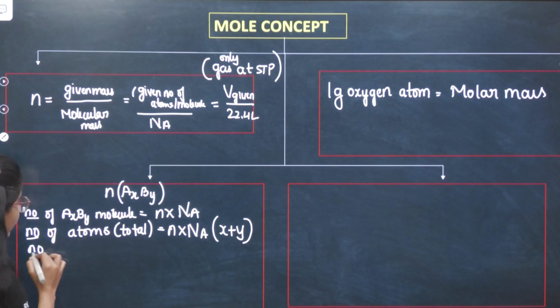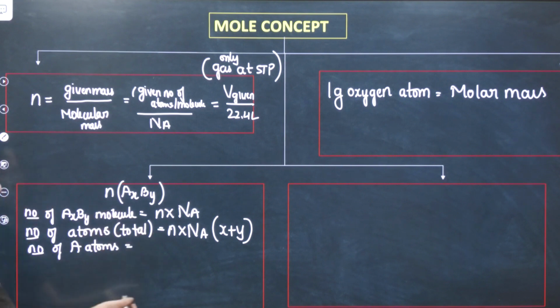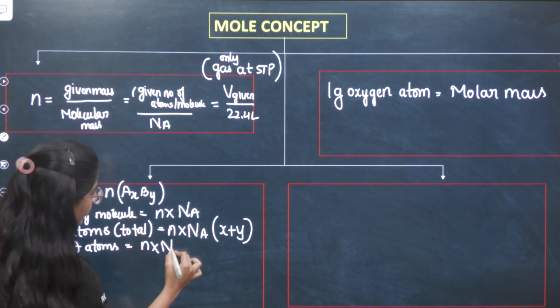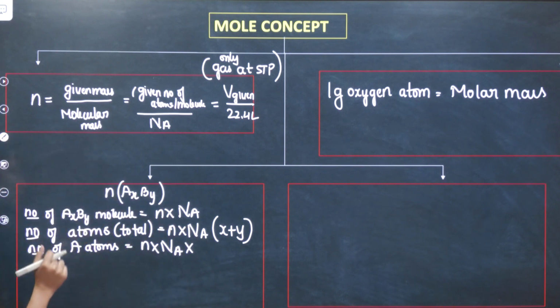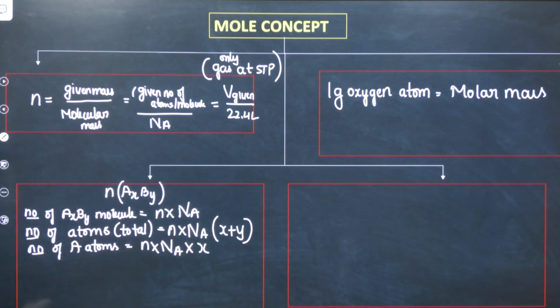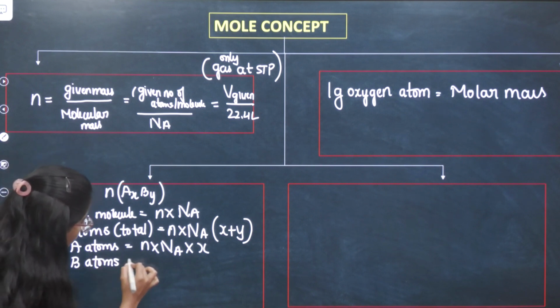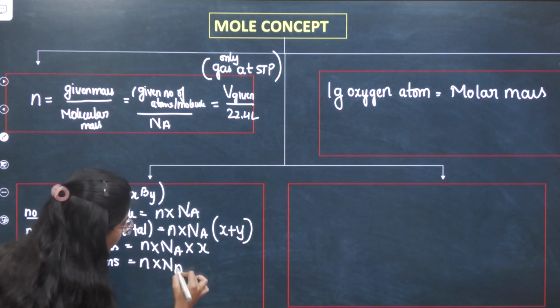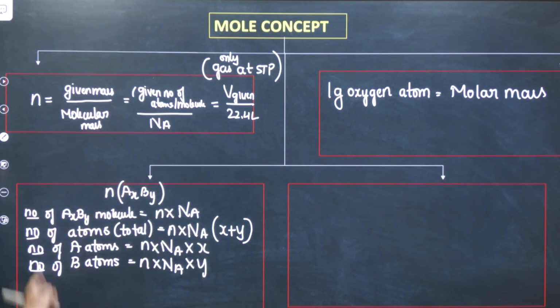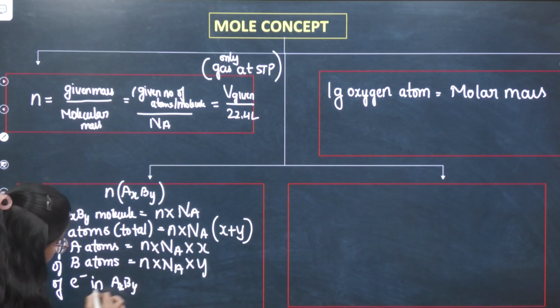If they ask only A atoms, how many A atoms are there? Then simply calculate the number of molecules, and multiply by how many atoms of A are present in 1 molecule of AXBY, that is X. Number of B atoms will be equal to the number of molecules into the number of B atoms in 1 molecule of AXBY. Correct?